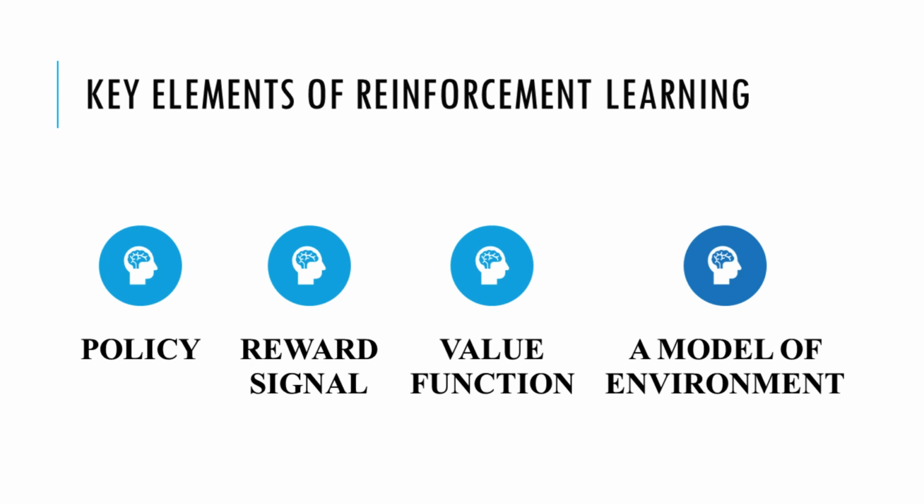In some cases, the policy may be a simple function or lookup table, whereas in others it may involve extensive computation such as a search process. There are two types of policies in RL. Deterministic policy. A deterministic policy is a policy that maps each state to a specific action. For example, a deterministic policy might always select the action with the highest expected reward for a given state.